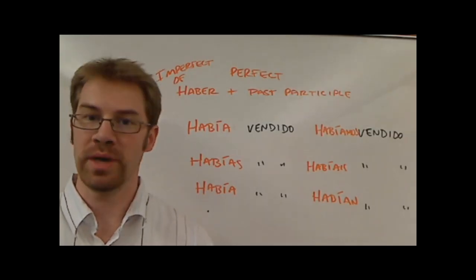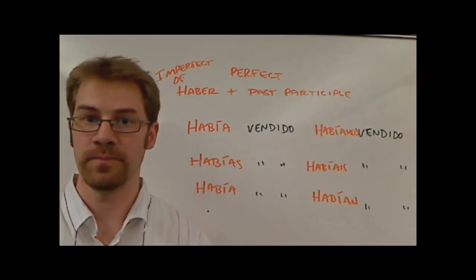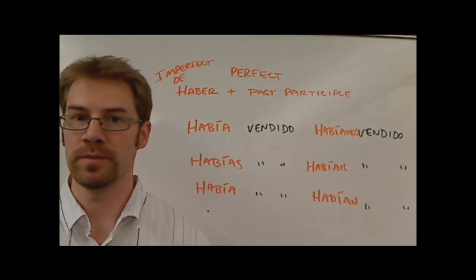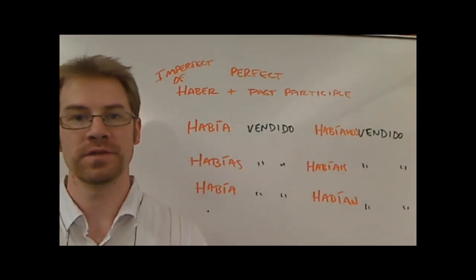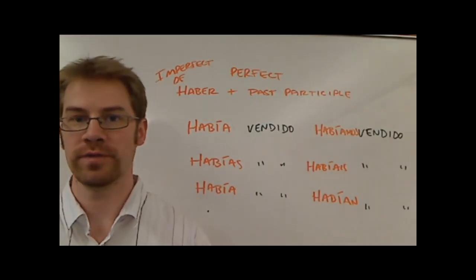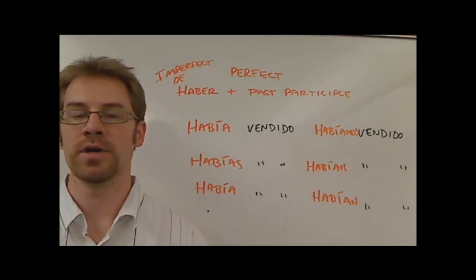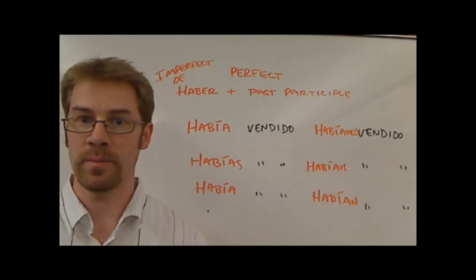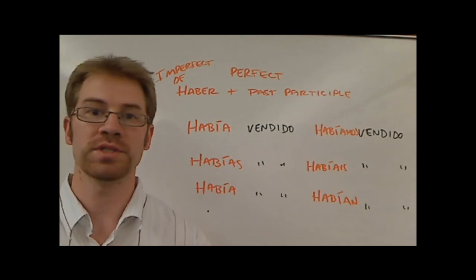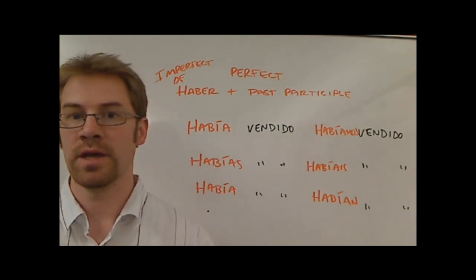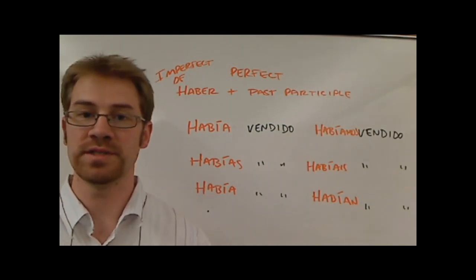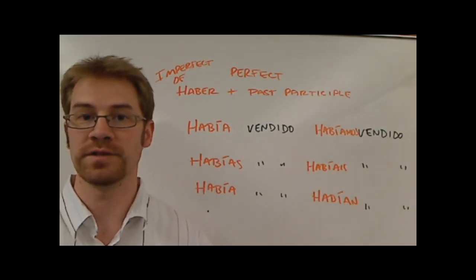So to do the past perfect, to say what people had done, you first need the imperfect of the verb haber. So haber does not conjugate irregularly in the imperfect like it does in the present tense. So it's on the board behind me. It's había, habías, había, habíamos, habíais, and habían. And then the past participle goes after it. It's the same for the past perfect as it is for the present perfect.